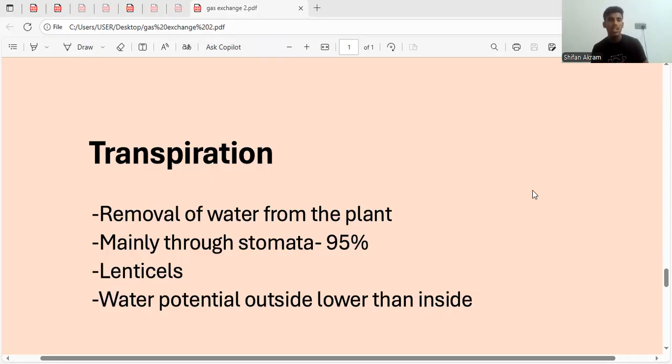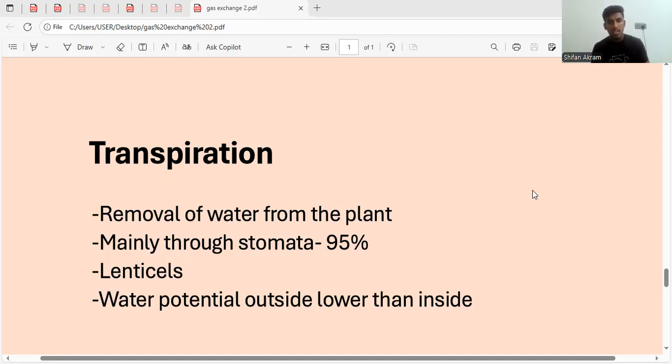This is really important. Now, let us take a look at what transpiration is, as a summary. Transpiration is the process where plants lose water from the leaves as water vapor. This occurs through evaporation, and the major site where transpiration occurs is through the stomata. 95% of the water is lost through the stomata.